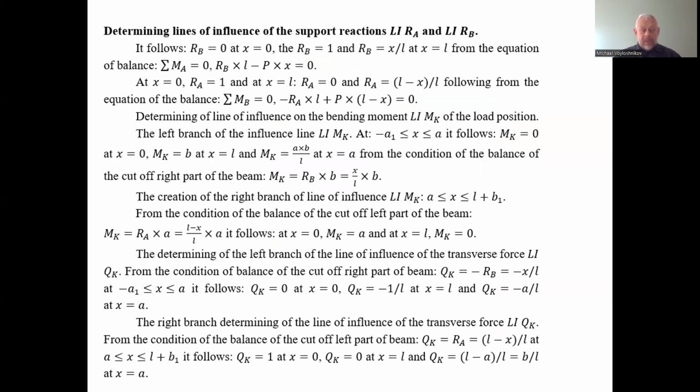We can consider that the balance has to hold around the point K, using the section method, the Ritter method. In this interval, M_K equals 0 when x equals 0. So when the force is applied at the point of the first support, the moment is equal to 0, for the left branch of the influence line, and M_K equals B at x equals L.